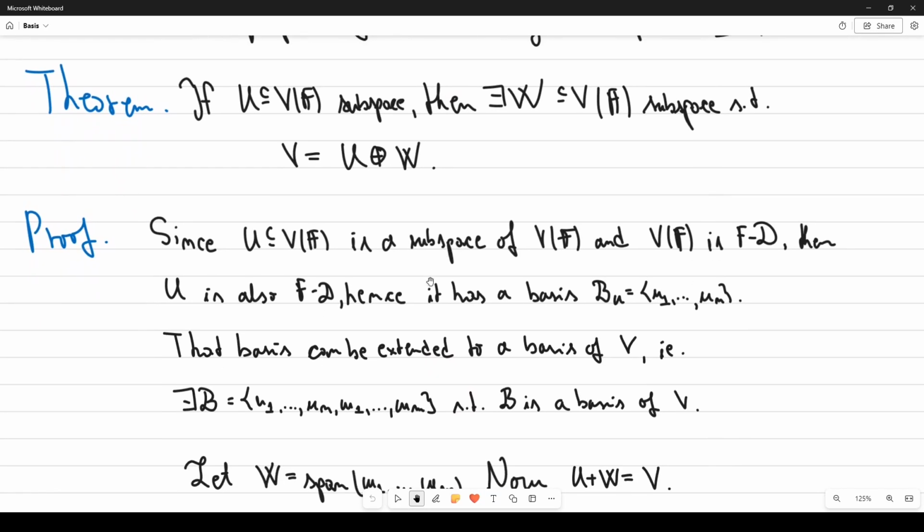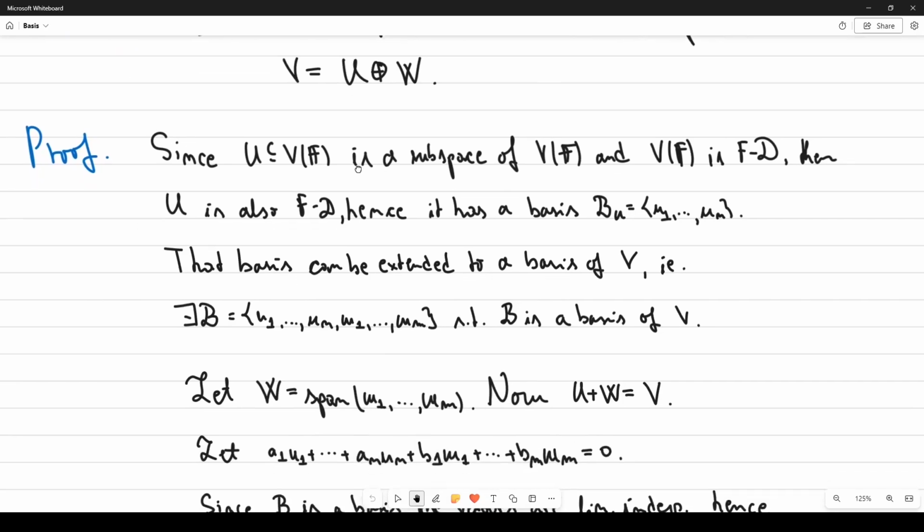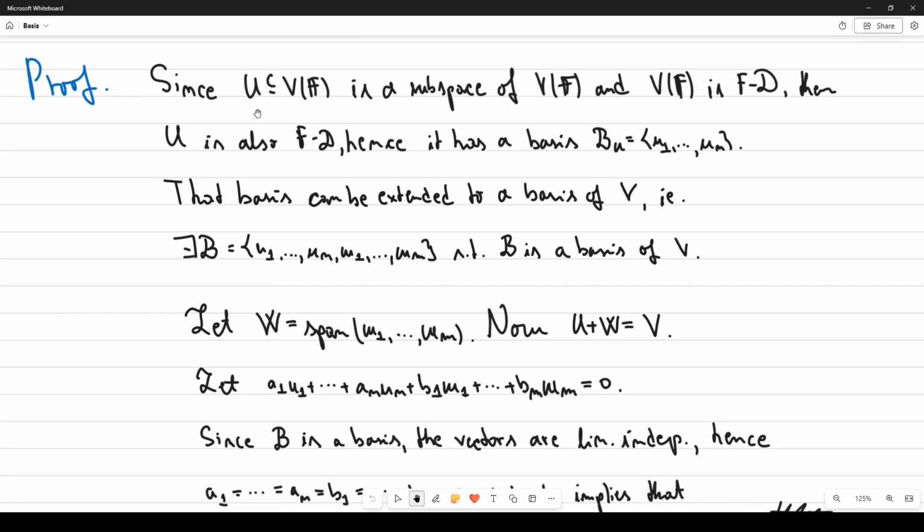And now we can show the following. If U is a subspace of our vector space V, then there exists another subspace W such that V can be written as the direct sum of those two subspaces. So let's show that. Since U is a subspace of V and V is finite dimensional, then U is also finite dimensional. Hence, it has a basis.